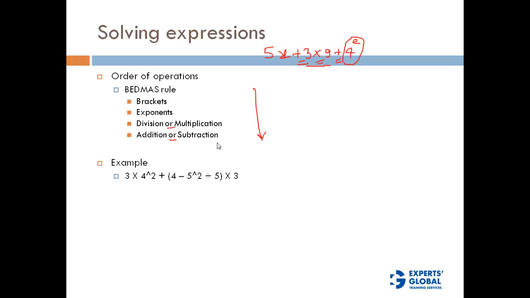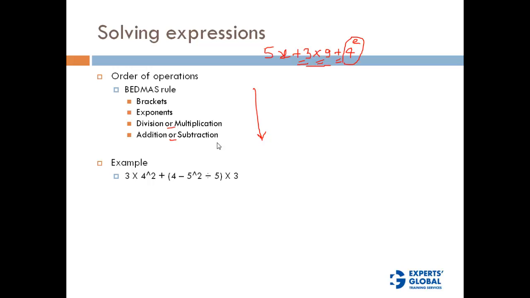We have this expression: 3 into 4 raised to 2 plus, in brackets, 4 minus 5 raised to 2 divided by 5 into 3. Correct. So as you will see, we'll have to use the BEDMAS rule. Why do we have to use the BEDMAS rule? Because this is one expression and it has multiple operations, and we'll have to follow a particular order.